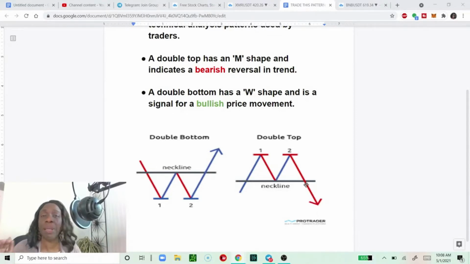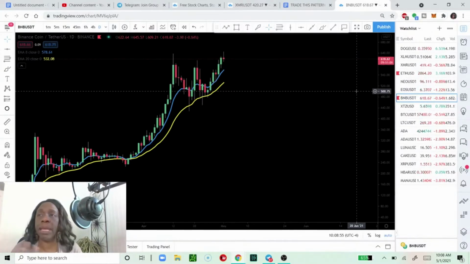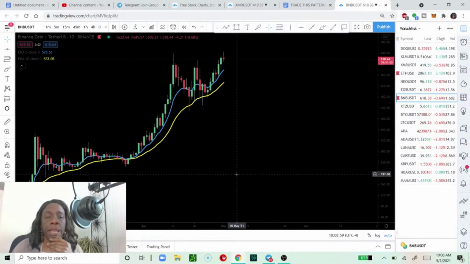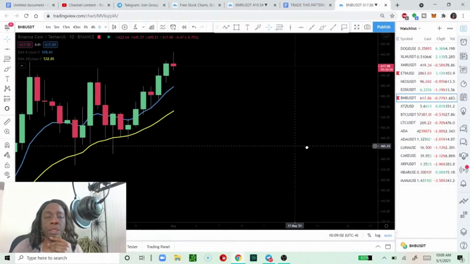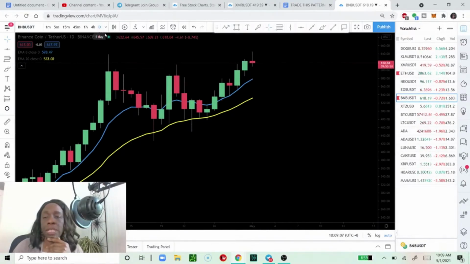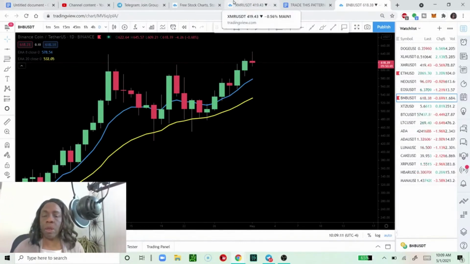Now I'm going to go to some live charts so you can actually see a double top. I'll move to my charts. We'll come back to the double bottom. So when we go to the charts, now I have been trading BNB. BNB has been making some awesome moves. But right here, I have BNB on the daily. So this is a daily. Let's change this a bit. Okay, so this is a daily of BNB.